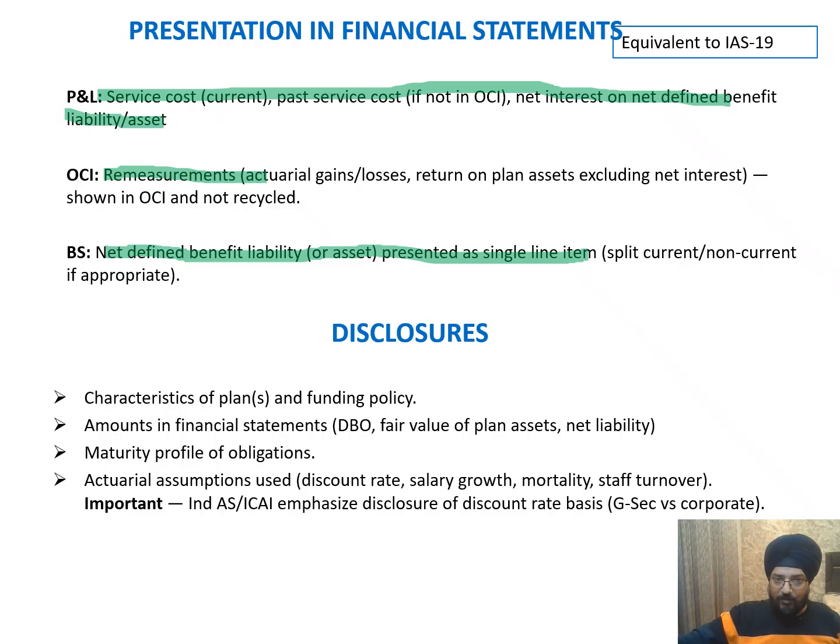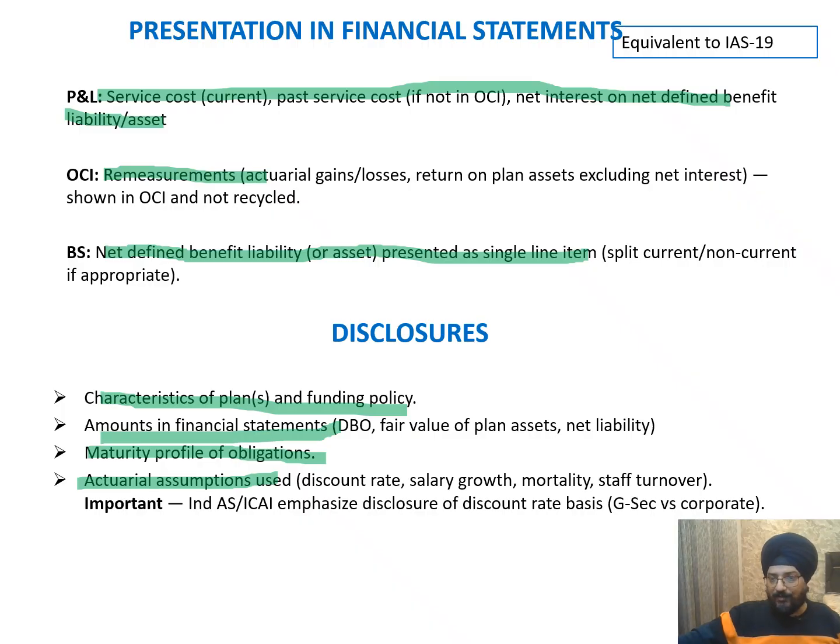And then we have to disclose the characteristics of the plan and its funding, the amounts in the financial statements, that is the DBO and fair value of plan assets, and the maturity profile of the obligation, which means the time within which my defined benefit obligation will be paid off, and then actuarial assumptions, if any. So we have to record all this information in our disclosures. We'll move to the final slide.